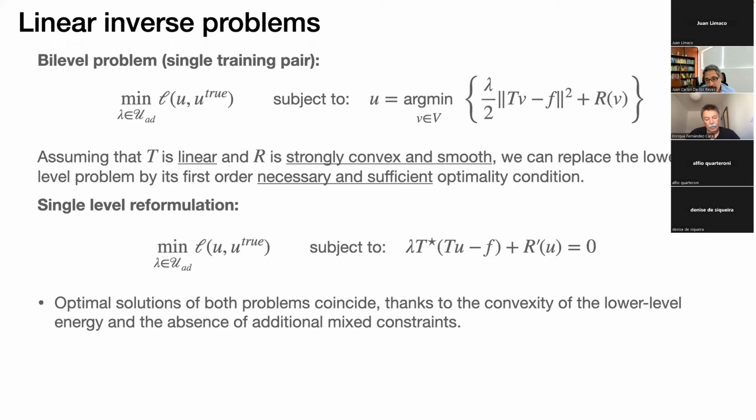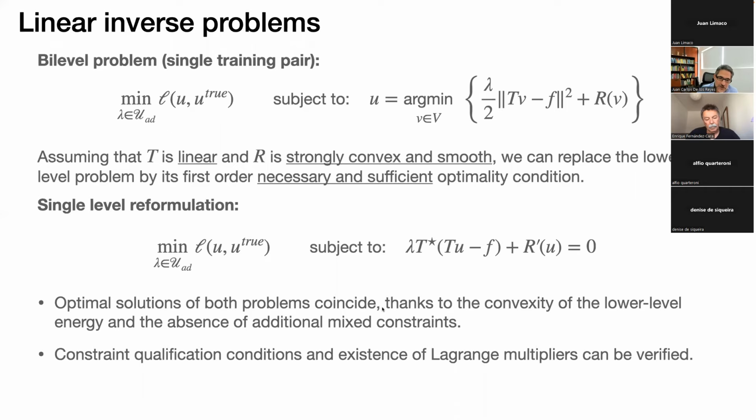First of all, the optimal solutions of both problems coincide, and this can be proved, thanks to the convexity of the lower level energy, and also to the fact that there are no mixed constraints. Apart from that, you can obtain the existence of Lagrange multipliers for this type of single level formulation, just depending on the features of the operator T and also on the features of this smooth regularization term. So this is the ideal scenario.